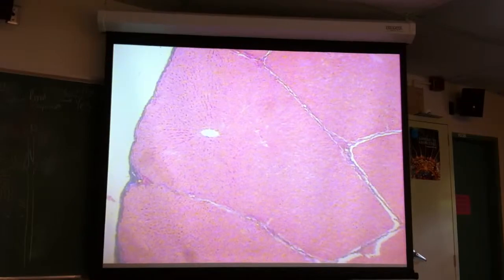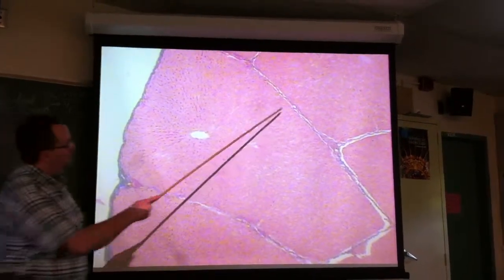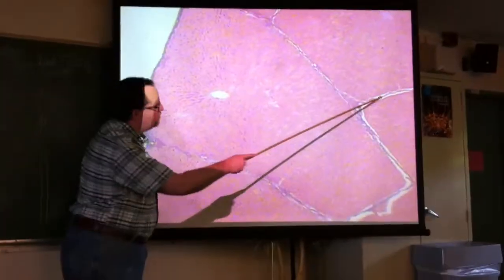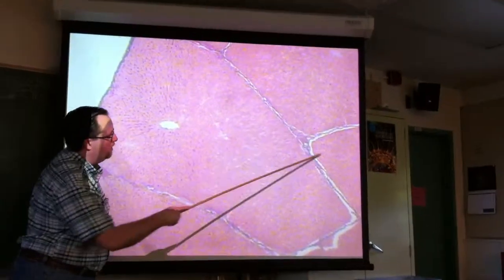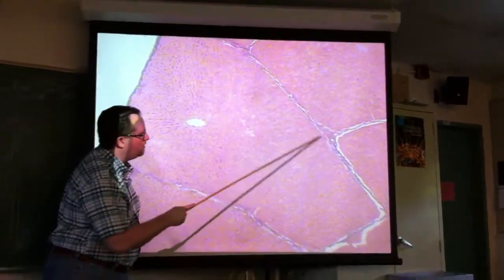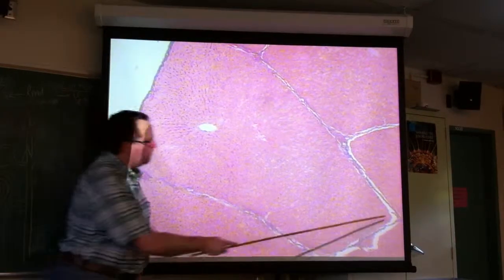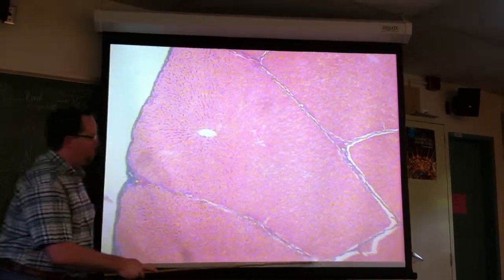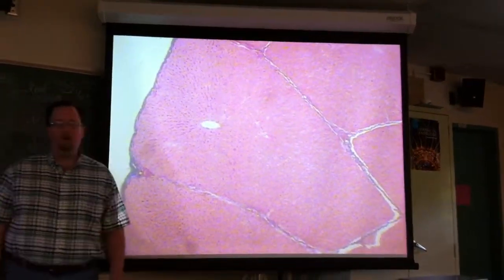The easiest place to find those three things are where connective tissues from different lobules merge. So this area would be a good area to look for a portal triad. Probably this area would too. And probably there's a junction down here as well.